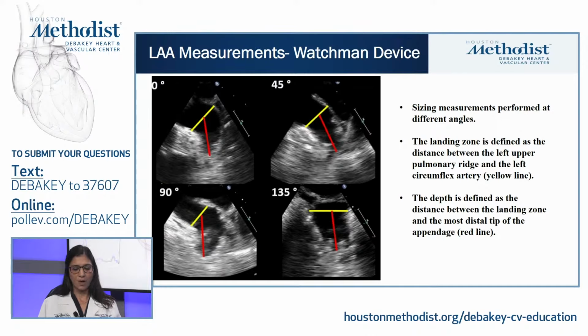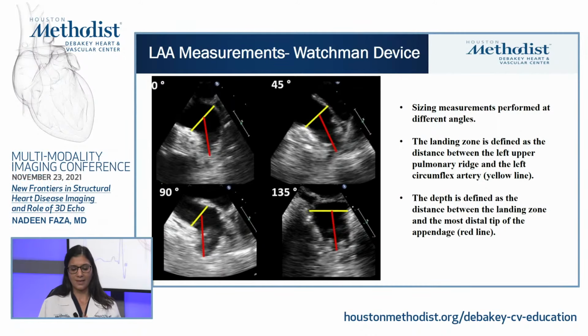I'm going to focus on the Watchman device for baseline imaging. The baseline measurements for the Watchman device implantation are usually performed in multiple views, which are 0, 45, 90, and 135 degrees. So you want to perform these measurements at all these different angles, and the landing zone is defined as the distance between the left upper pulmonary ridge and the left circumflex artery, and the depth is defined as the distance between the landing zone and the most distal tip of the appendage.